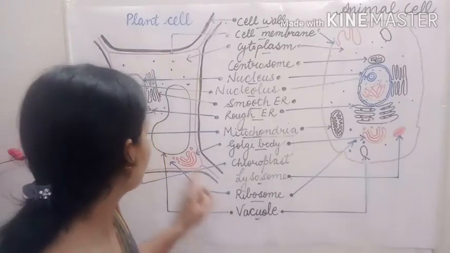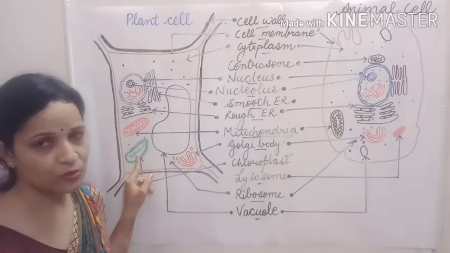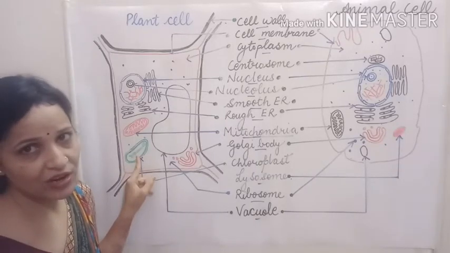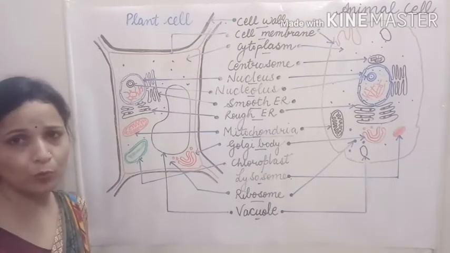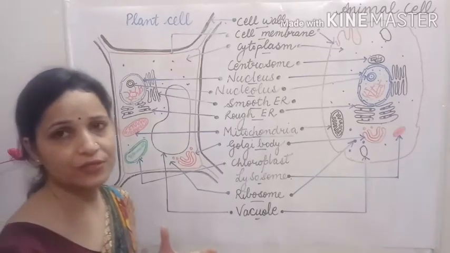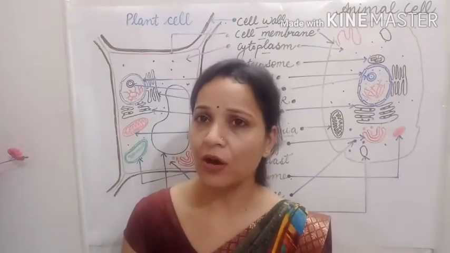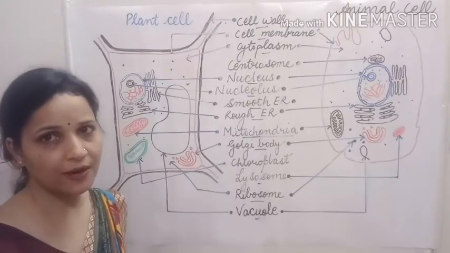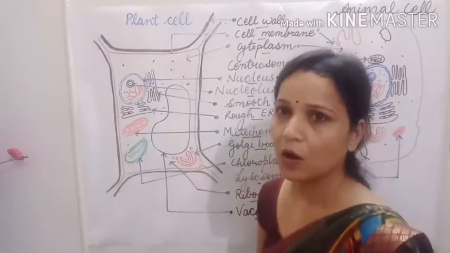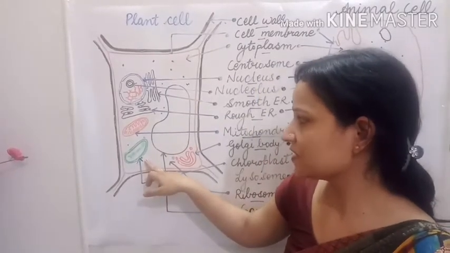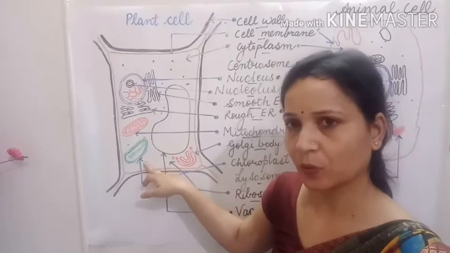Chloroplast contains green color pigment that is known as chlorophyll. As you all know, what is the function of chlorophyll? Chlorophyll is required in the process of photosynthesis. Chloroplast contain chlorophyll, which gives green color to the plants. Leaves are green in color. Why? Because they have chlorophyll, and it traps sunlight, which is required in the process of photosynthesis. So chloroplast is a type of plastid, which is found in plant cell only.